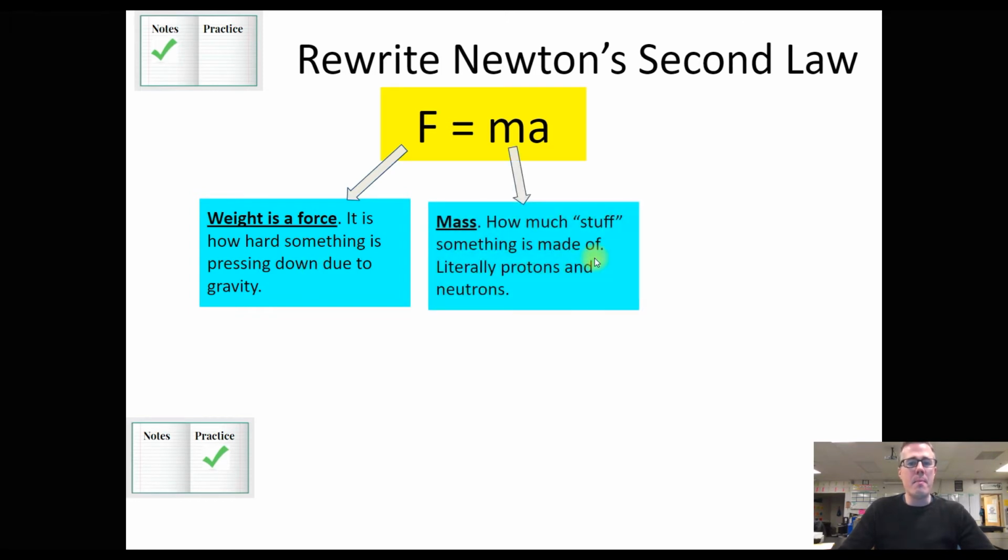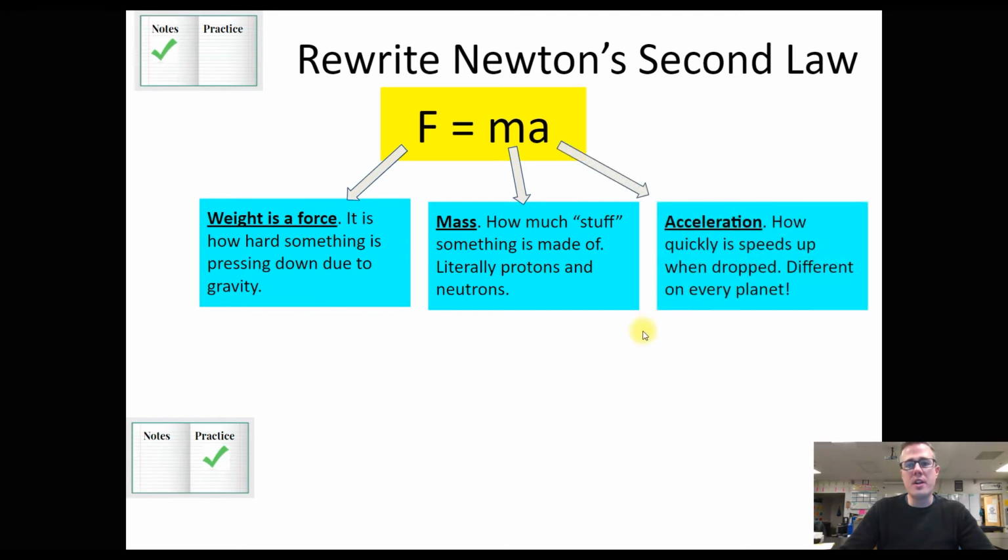For mass, the definition for mass is how much stuff something is made of. We did chemistry last quarter, and it's literally how many protons and neutrons are in something. Mass is not the same as weight. Mass is how much stuff. Weight is how hard that stuff is pressing down. The A in the equation is the acceleration. It's the reason why weight exists. So it's how quickly it speeds up when dropped. So if you take a certain amount of mass, if it's experiencing acceleration, it will have a weight.